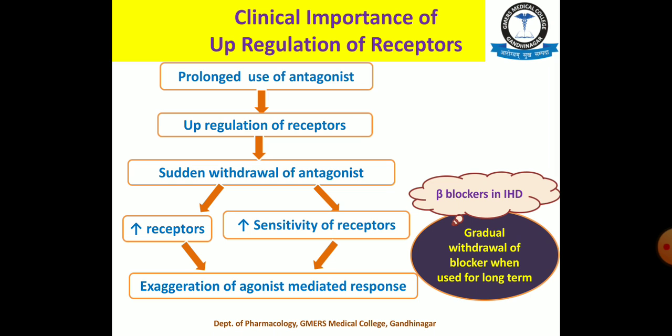Okay. So, in short, in case of upregulation of the receptor, first of all, it is seen with an antagonist or blocker which is used for a prolonged period of time. There is an upregulation of the receptor, and that's why gradual withdrawal of the blocker should be done. And in downregulation, we have seen that when we use the agonist for a longer period, because of the decreased number and sensitivity of the receptor, the response gradually diminishes. So this is about upregulation and downregulation.